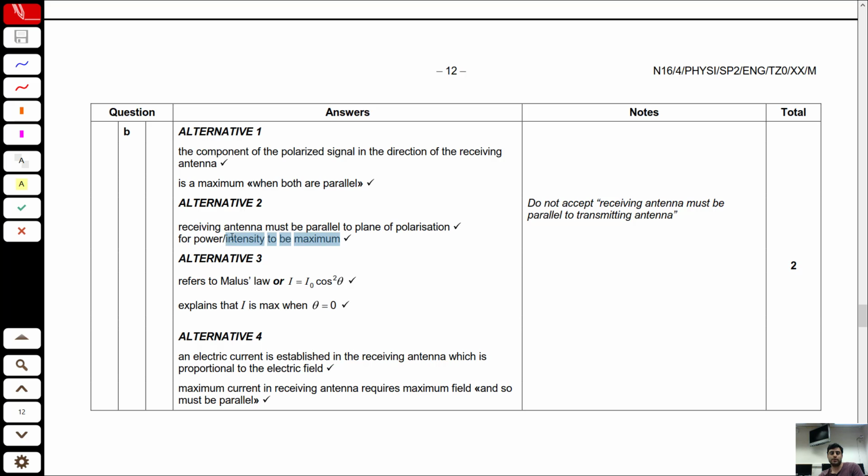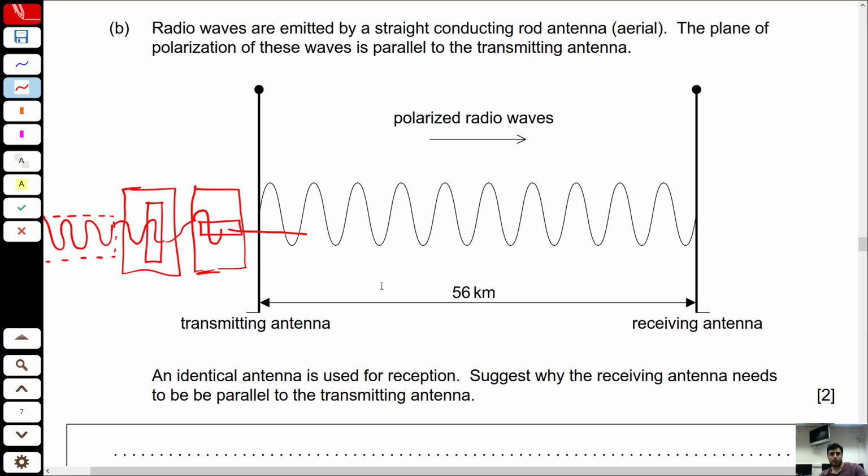So that maximum intensity can be absorbed. The component of the polarized signal in the direction of the receiving antenna, so that the maximum intensity is absorbed when both are parallel. Otherwise the perpendicular component will block the incoming plane of polarization.